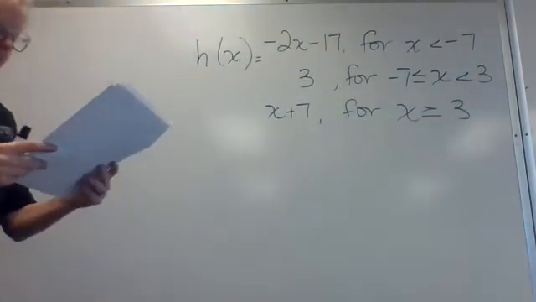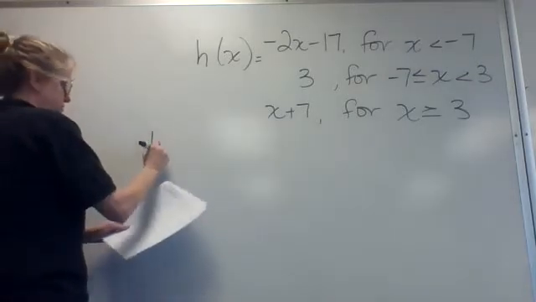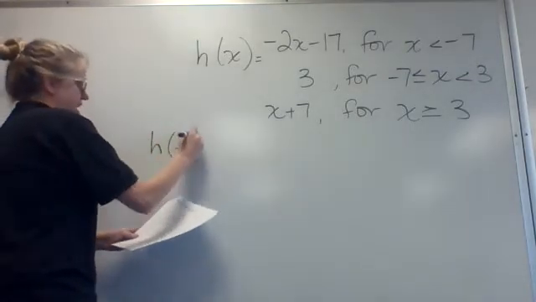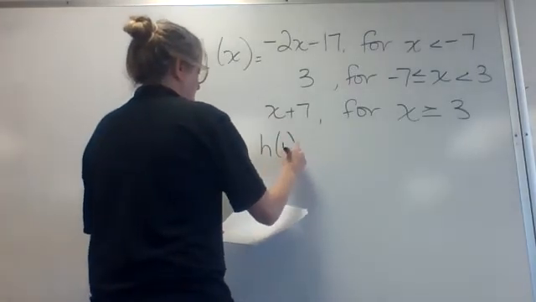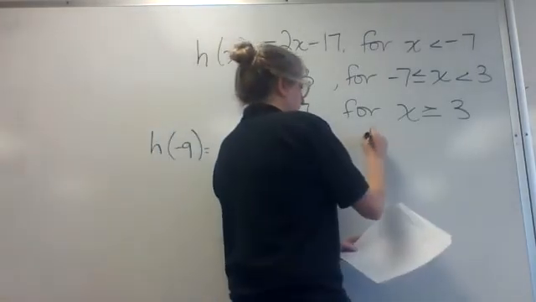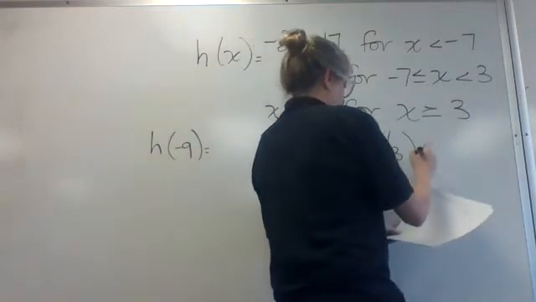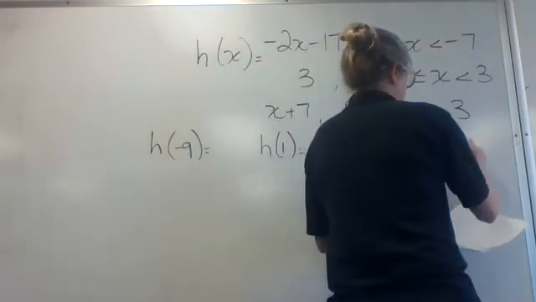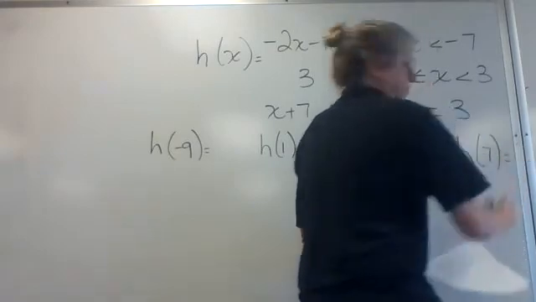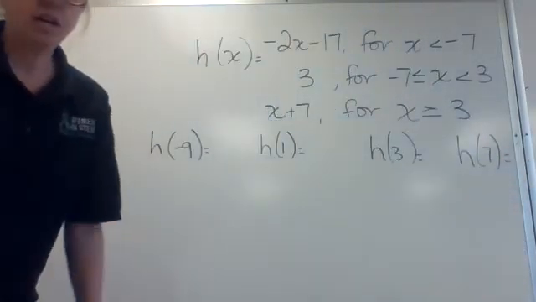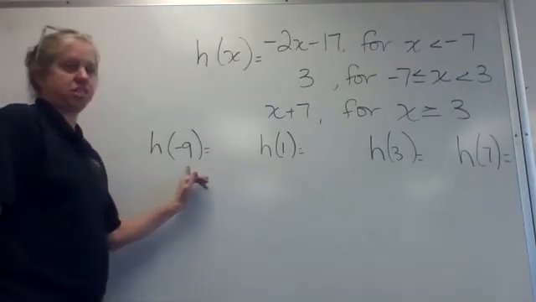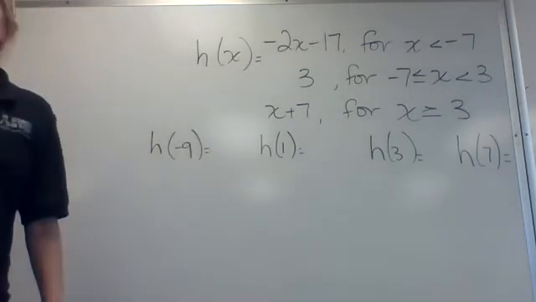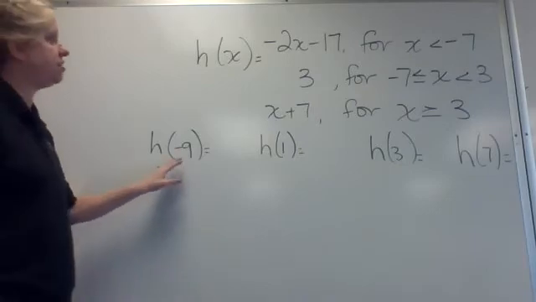It's going to want us to find 4 different values. The first one is going to be h of -9. Then h of 1, h of 3, and h of 7. So again, we're going to find what piece it goes in and then actually use it to plug in that piece.